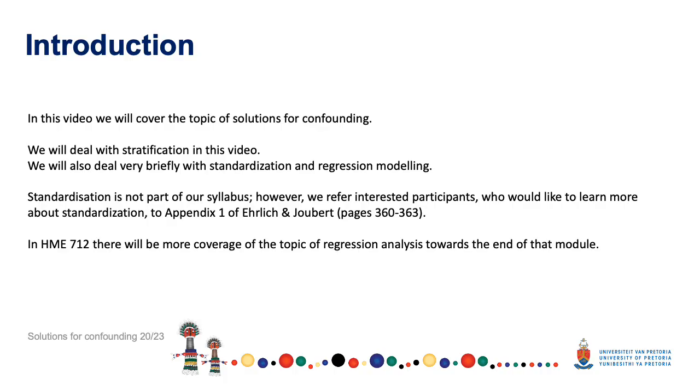Having explained the phenomenon of confounding in the previous video, we now turn to the solutions. What do we do if we've got confounding in our data, especially when we're dealing with observational studies? This is very common. Well, we know that we can address this through stratification, standardization, and regression modeling. In this video, we will mainly focus on stratification.